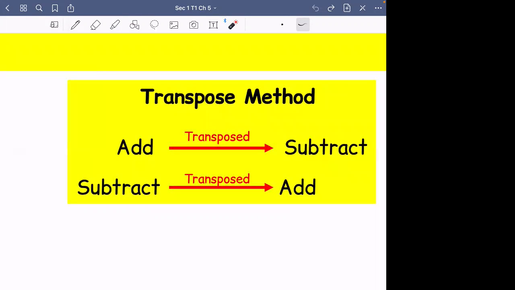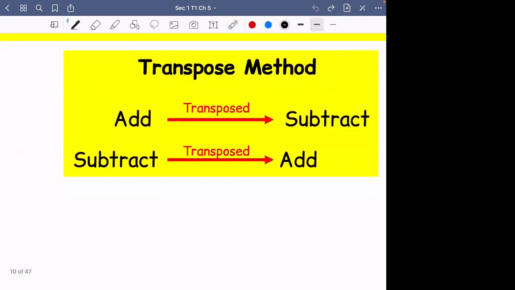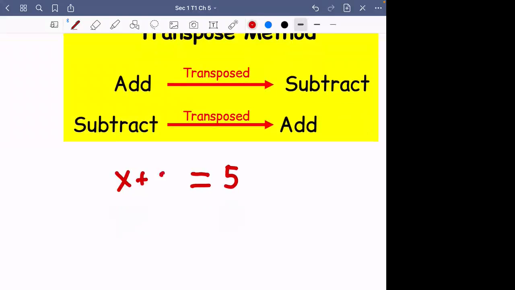So when we transpose, remember this class, a number or a variable crosses the equal sign. The equal sign is our border. It's like our border between two countries. So let's say we have x plus 2 equals 5, right, from the previous questions.